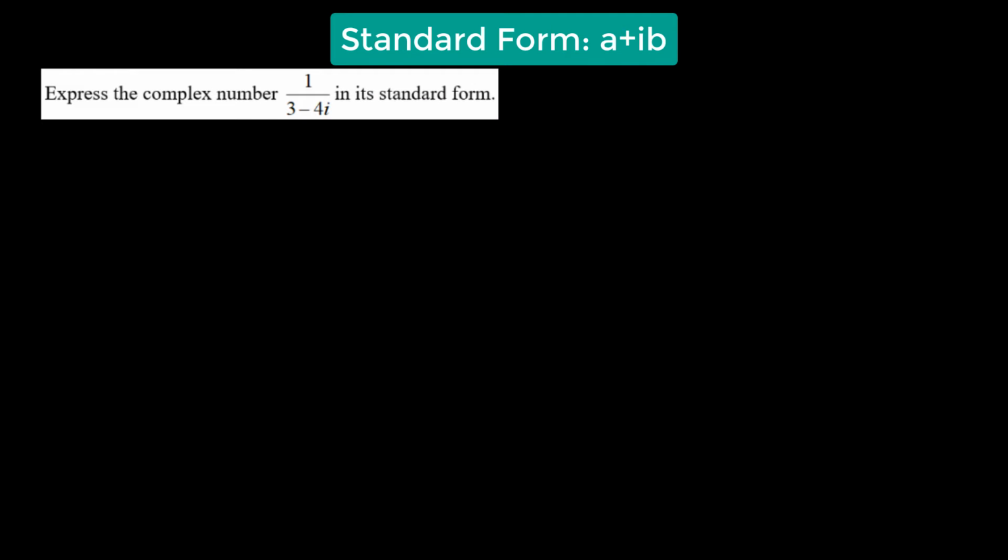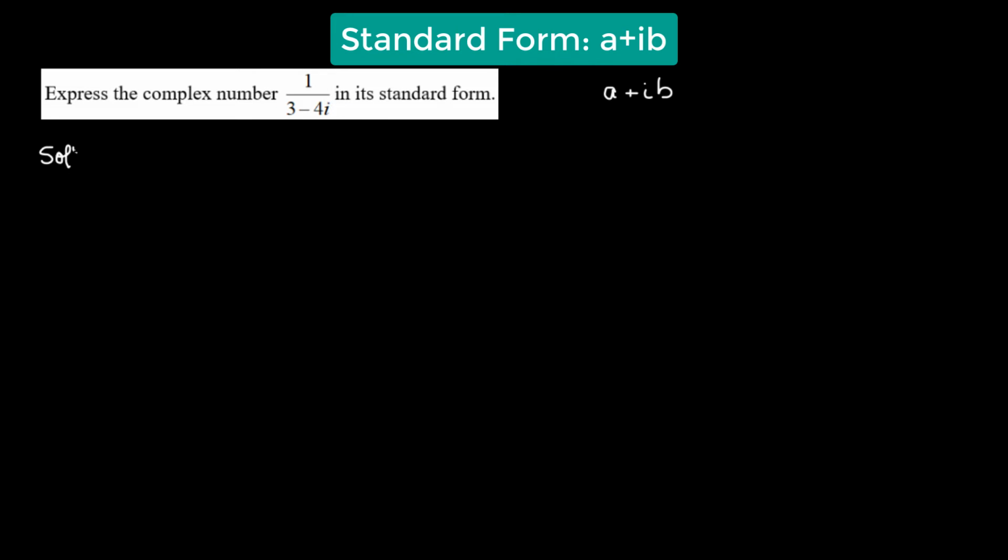In this particular question, we are provided with a complex number 1 over 3 minus 4i, and we have to express it in the standard form. So standard form will be a plus ib. Now since we have the complex number in the denominator, in order to be able to write it in the standard form, we have to take it to the numerator.